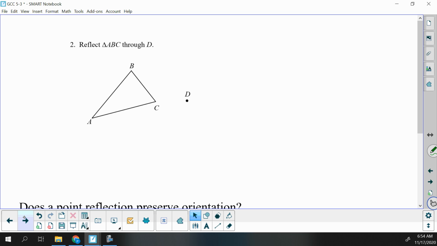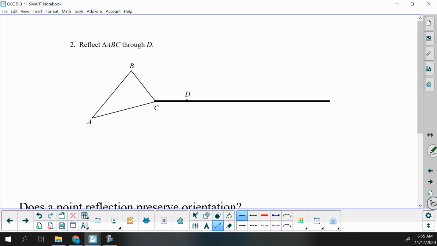Now we can get a little bit more complicated, down to number 2. I shrunk my picture down a little bit. It's the same picture you have, but the smartboard compass only opens so wide, so I had to shrink mine down so that I would be able to do it. So we are going to reflect this through point D. Let's start with point C. We're going to draw a line from C through point D.